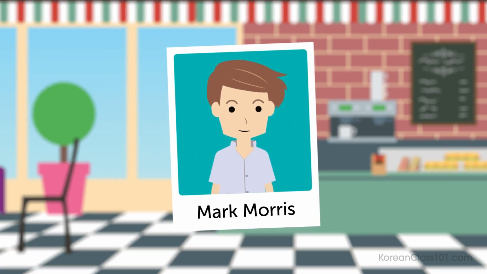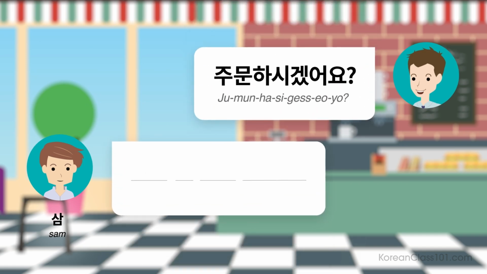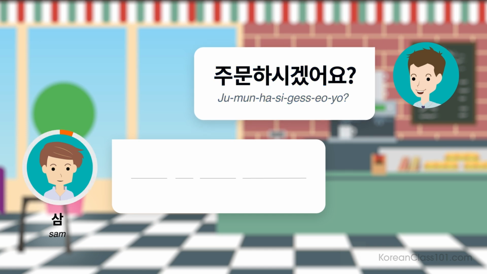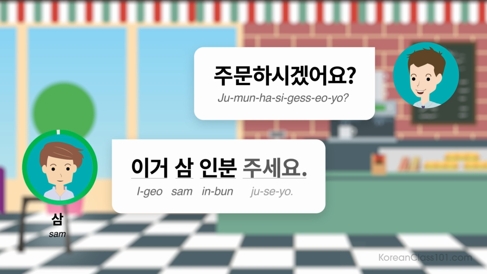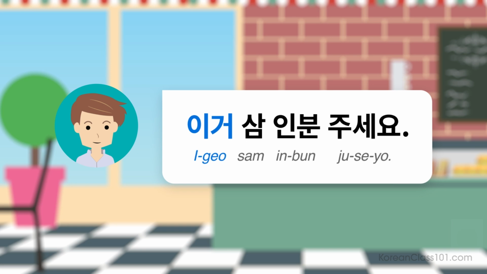Let's try another. Now imagine you want to order 3 of something. Ready? 주문하시겠어요? 이거 3인분 주세요. Listen again and repeat. 이거 3인분 주세요.